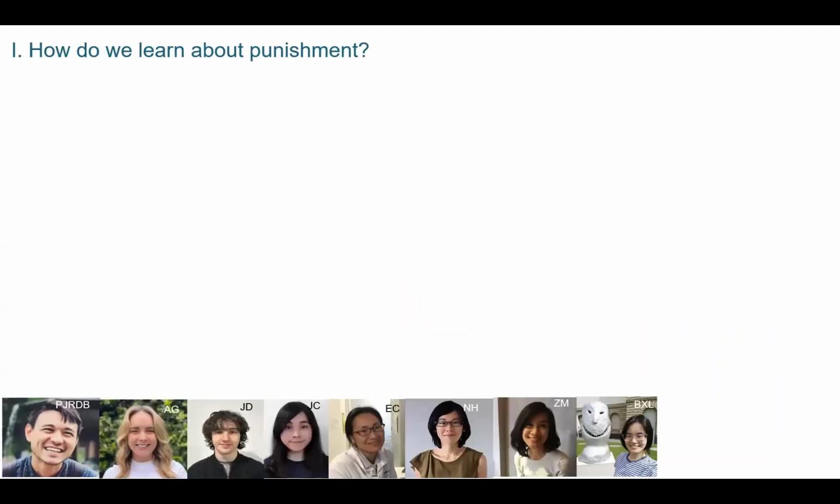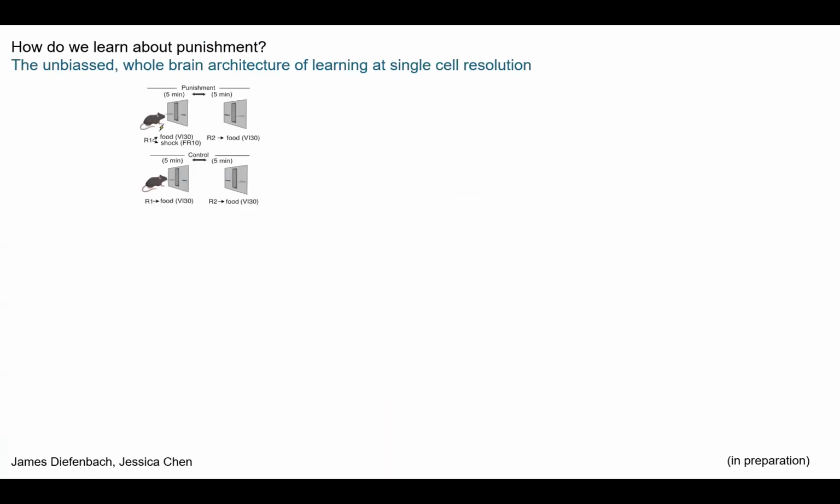So the first part is in mice, and it's asking the question about brain mechanisms of punishment. How do we learn about punishment? This work has been led by Philip John Richard Depressel, Alexander Gregory, James Diefenbach, Jess Chen, Lucy Choi, Nikki Huang, Zara Nguyen, and Vishwan Lin. We started this by taking full advantage of things you can do in mice that you can't do in other species. One of the things you can do in mice is generate whole brain maps at single cell resolution of cells that were active in a recent period of time. And that's what we did.